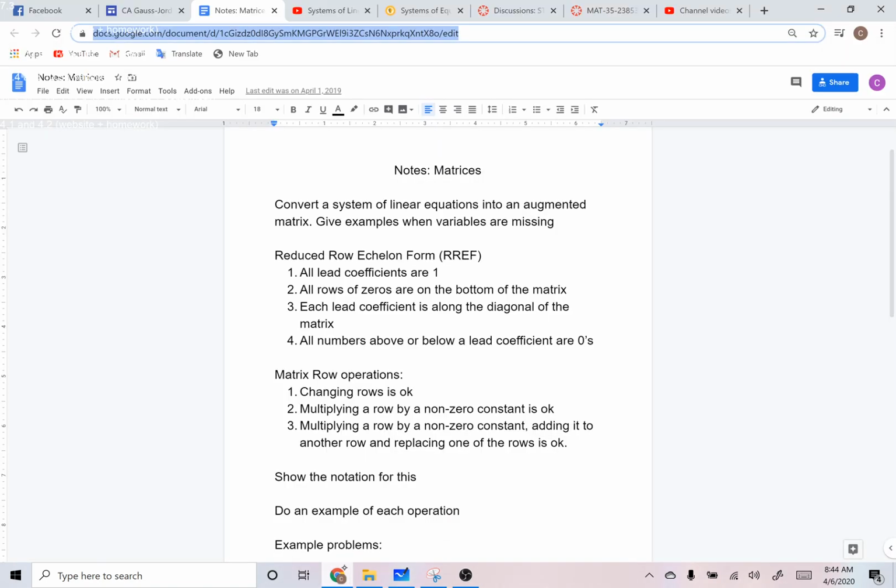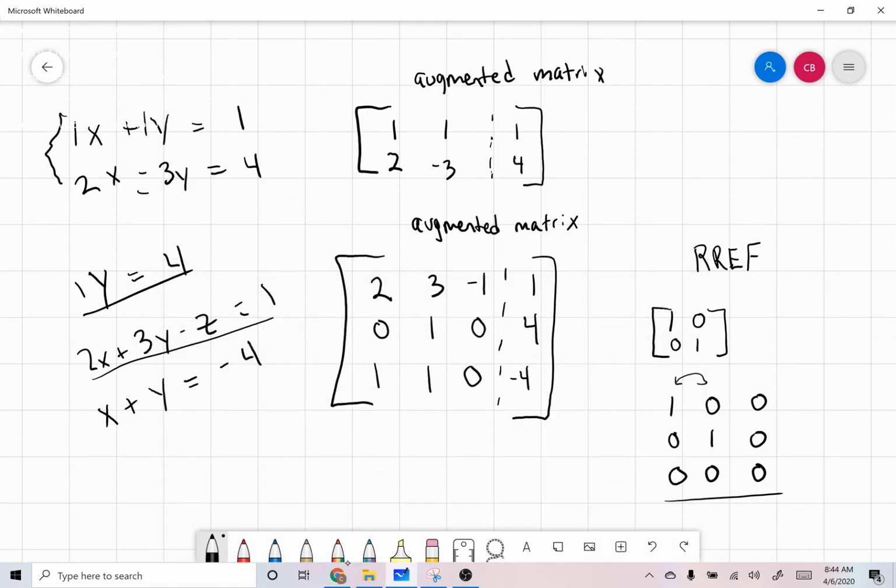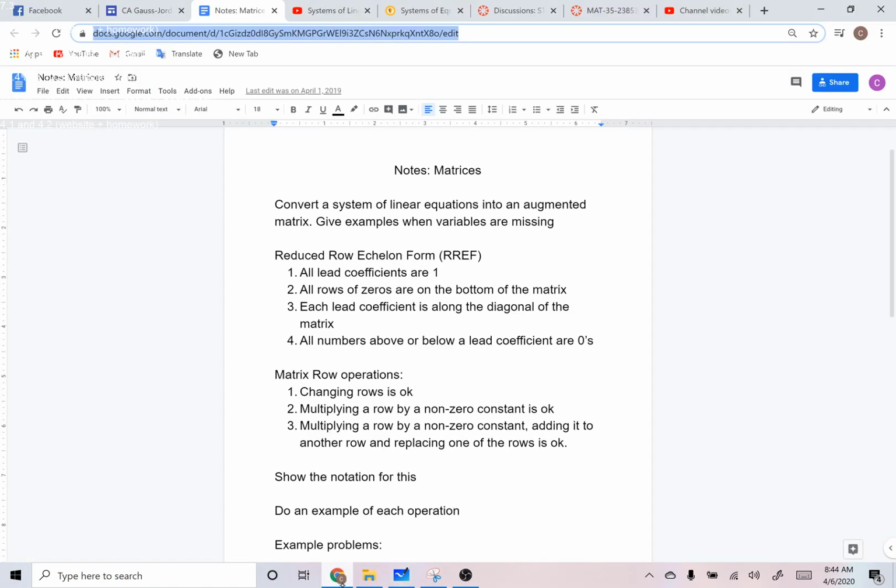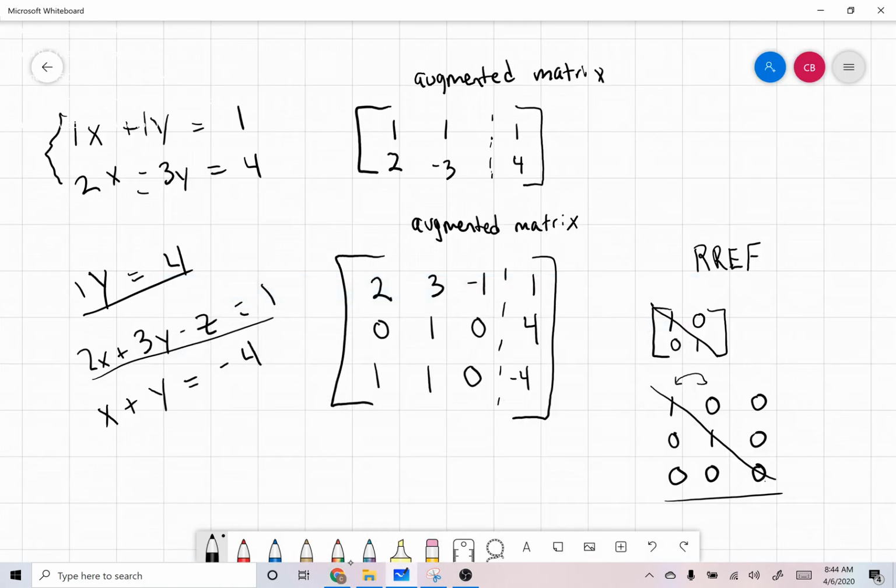Each lead coefficient is along the diagonal. The diagonal is right here. Those are where the lead coefficients are found. That's why I knew to put 1 here, 1 here, 1, 1. If there was a 1 in this row, it would go here. That would be your lead coefficient for that case, but it's not. And then finally, all numbers above and below are zeros. You can see that all numbers below this one are zeros. Above and below this one is a 0. And above, well, there's no 1 here, but in this case also, below is a 0, above is a 0, still works.